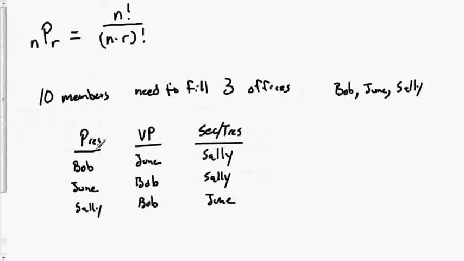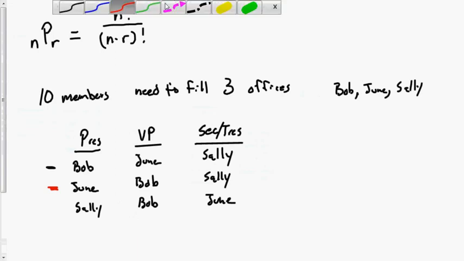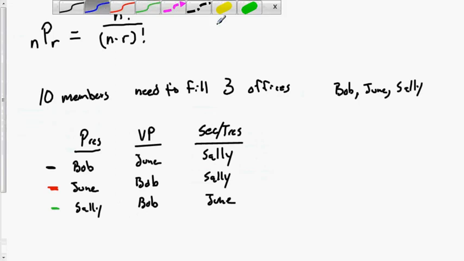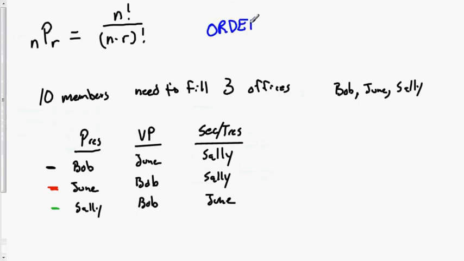In the first example, Bob is the president. In the second one, June is the president. These are different things, right? This is not the same as this. And this is not the same as this, right? Even though it has the same 3 members, order matters, okay? So since order matters, then we have to permute, okay? So ask yourself that question. If order matters, we're going to use this formula.